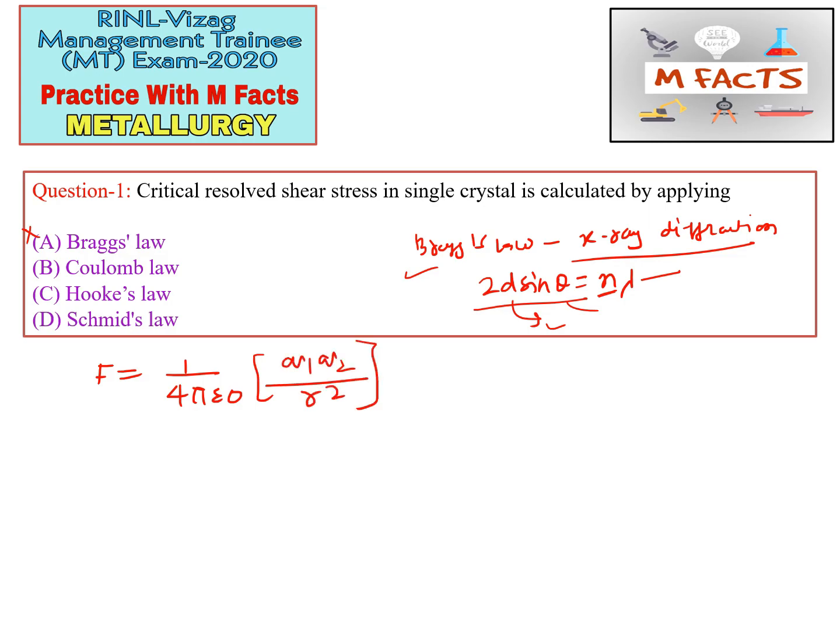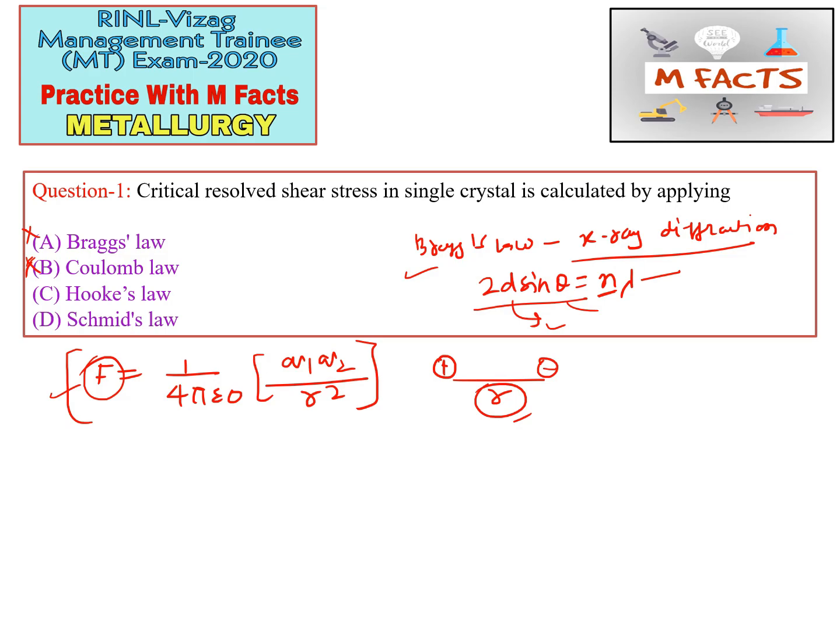Suppose this is the positive charge and this is the negative charge, both stationary, and the distance between them is r. We can identify the force acting between these charges by Coulomb's law. This is related to the electrostatic principle, electrical kind of things. So Coulomb's law is also not correct for this question, and not a relevant option.